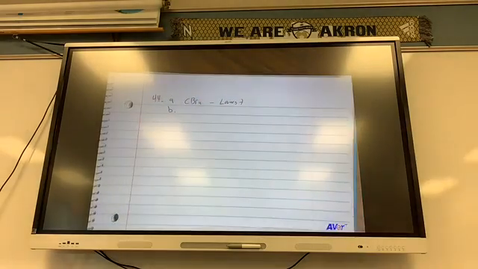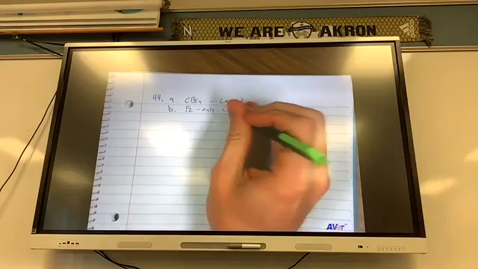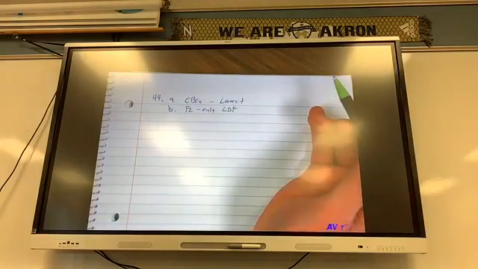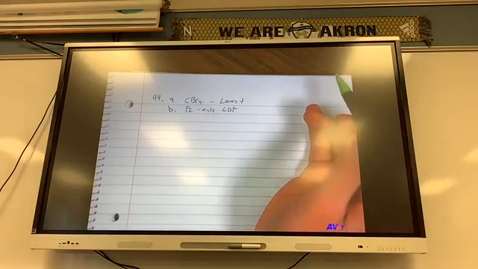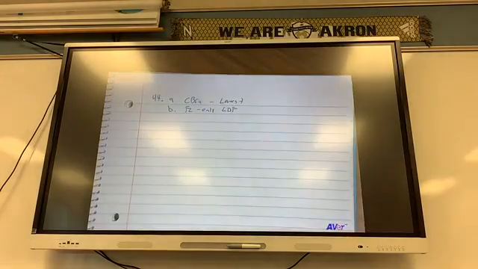No. B, lowest freezing point. So what is that going to be? F2. Why? It only has LDF. F2 is only LDF, right? We know that LiF is ionic, and then HCl, right, has what? Dipole. C, it's a dipole.